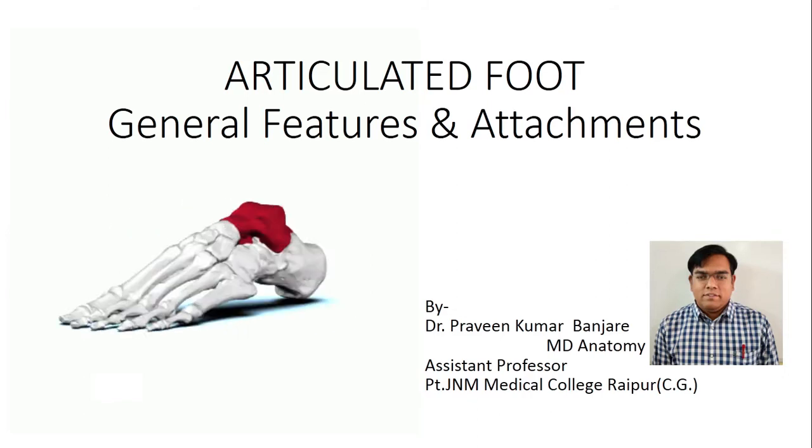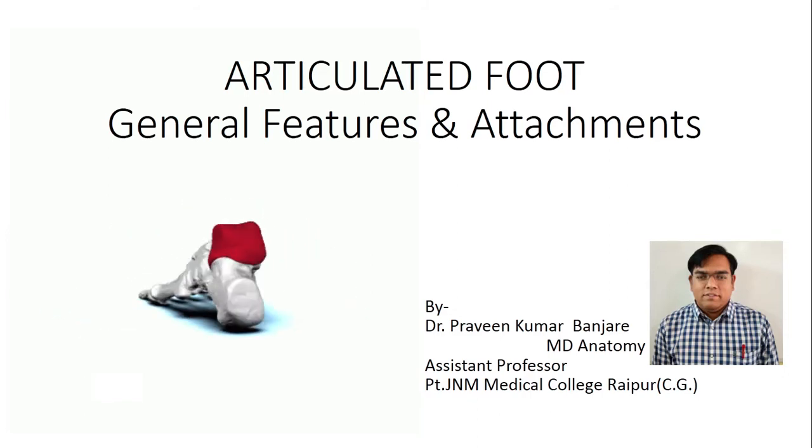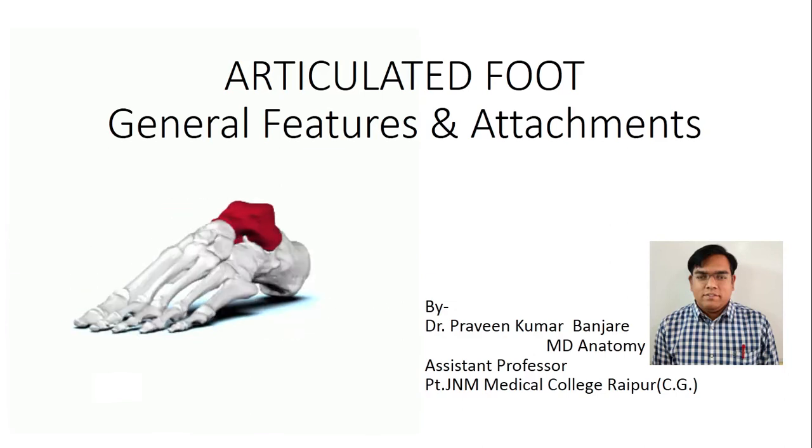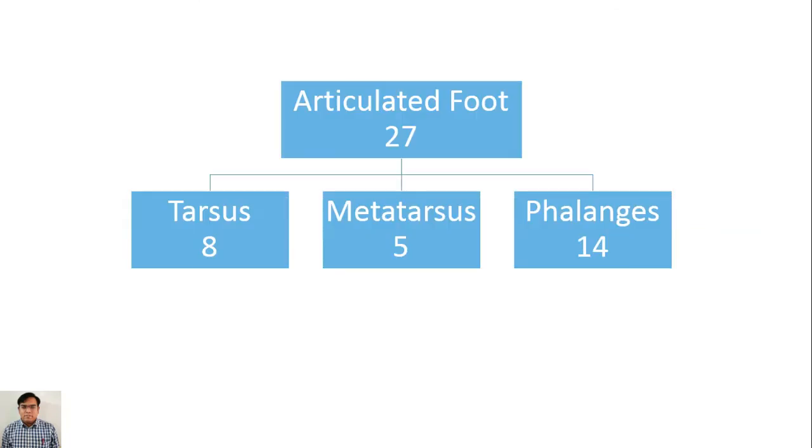Hello students, in this video we are going to see articulated foot, general features and attachments. Articulated foot is made up of 26 bones, which includes tarsus, metatarsus and phalanges. There are 8 tarsal bones. These are talus, calcaneum, navicular, 3 cuneiform and 1 cuboid.